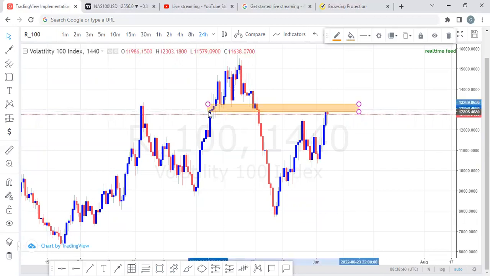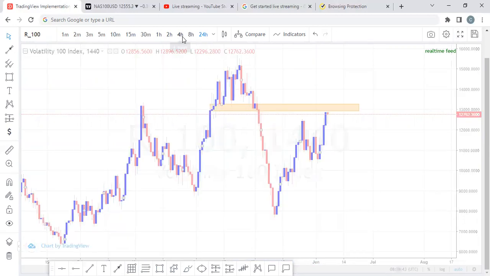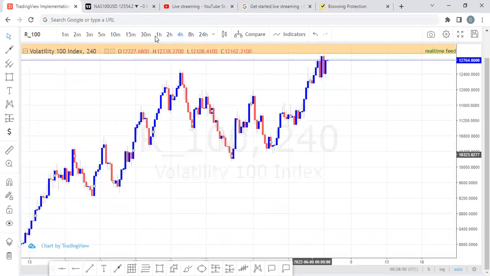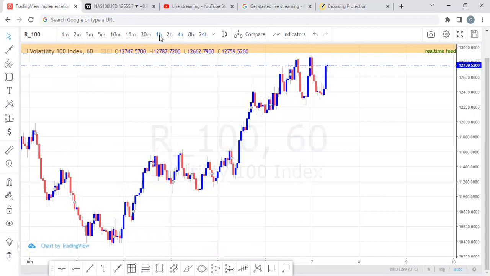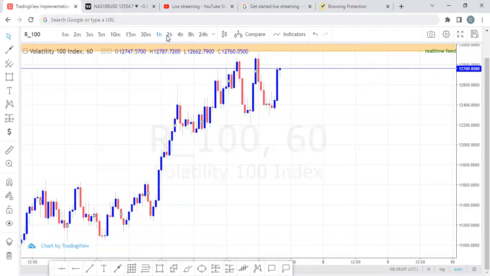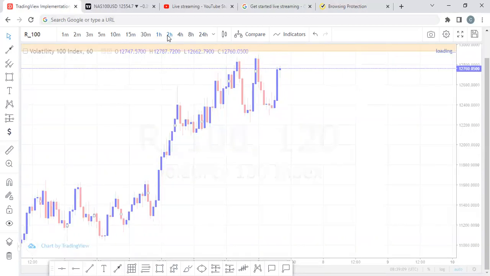Okay, all right, let's see the 4 hour. See if we can catch something for the day. All right, amazing. Let's go to the 1 hour time frame. I want to see if we can catch a trade on this. Okay, this is still bullish, still bullish, still a bullish market.